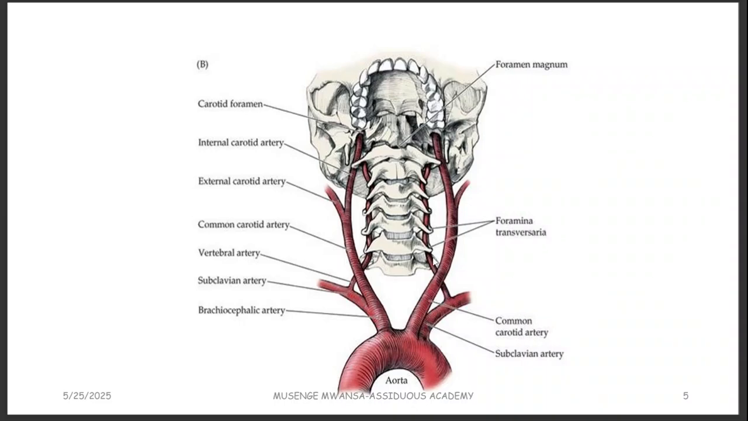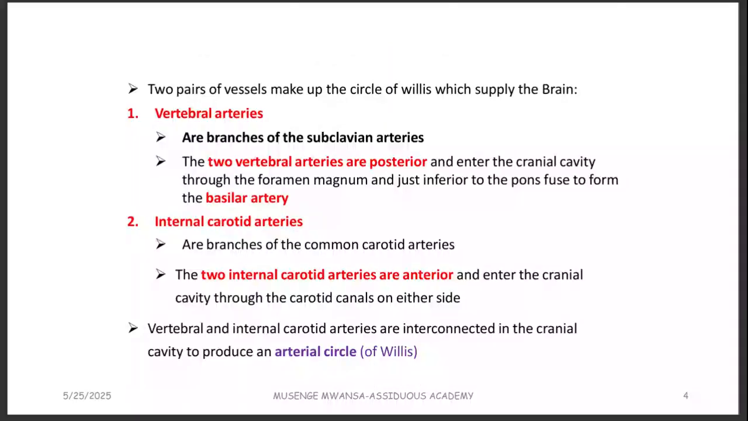So the vertebral arteries from the left and the right, you can see the way they are going. These ones are at the back. They are going to end up joining and they'll form one artery, which we call the basilar artery. Then that basilar artery will end up joining with the internal carotid, and that will form the arterial circle of Willis.